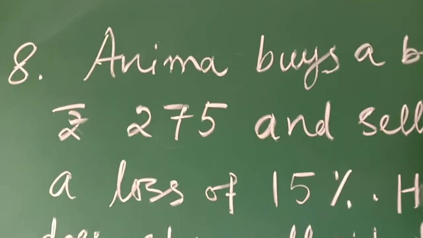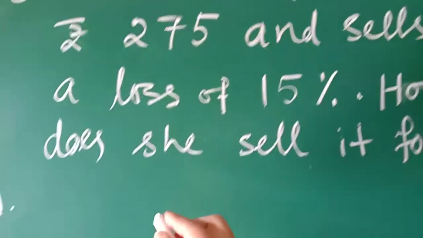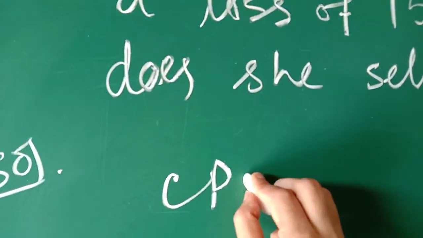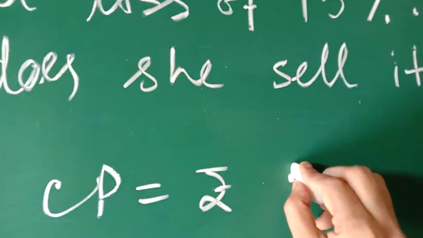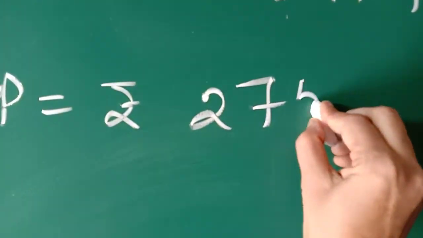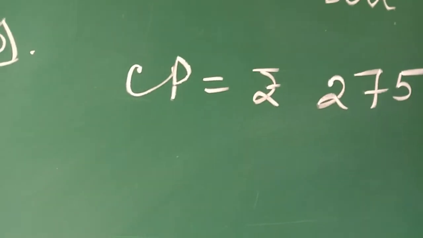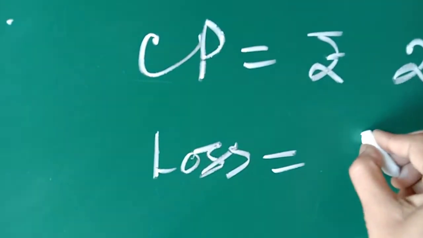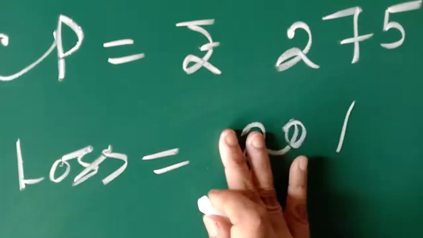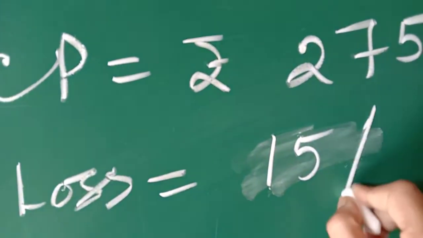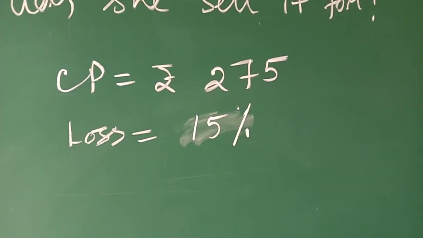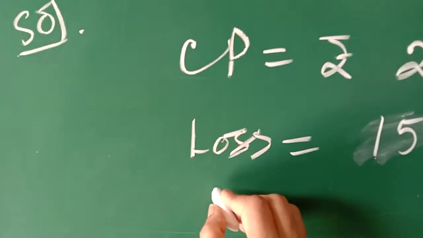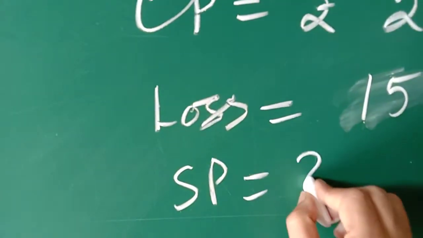That means what is given? Buys a book, that means CP is given, the cost price of the book, rupees 275 is given, and loss percent also given. Loss percent is given 15%. And what you have to find out? SP of that book. That means this one is missing.